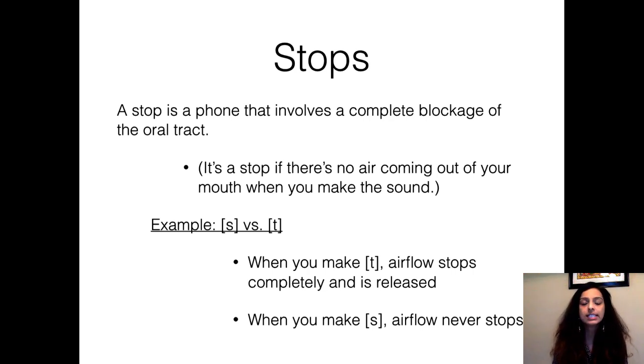So an example of this is the sound s versus t. Now I want you to produce the sound s, so you can say s, and you can see that the airflow is kind of smooth, it's not constricted. But try saying t, t, t, t. It's not easy to do that. The reason is because when you say t, your airflow is completely stopped and then it is released with a puff of air. So t is an example of a stop in English, whereas s is not an example of a stop in English.